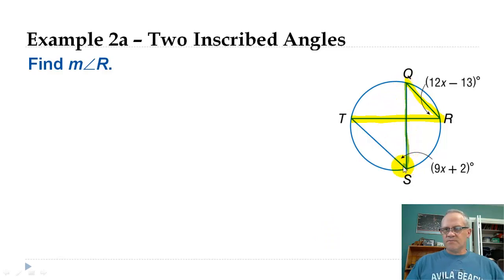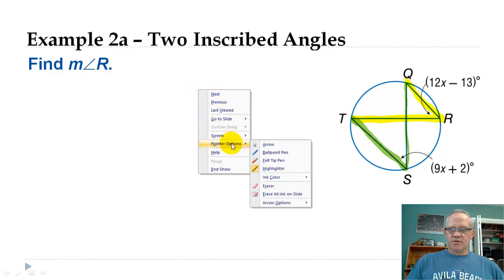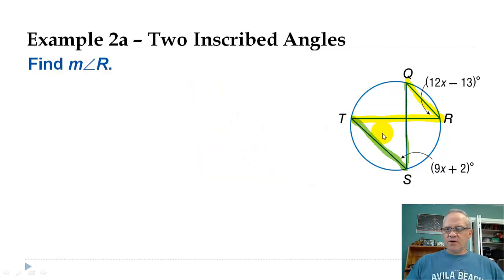Now here's this angle S I made in green. You notice that green angle goes out also to arc TQ. We don't know what the degree is out there for TQ, but we know that this R will be half of that, and we know that angle S will also be half of that. So therefore, these two angles have to equal each other.